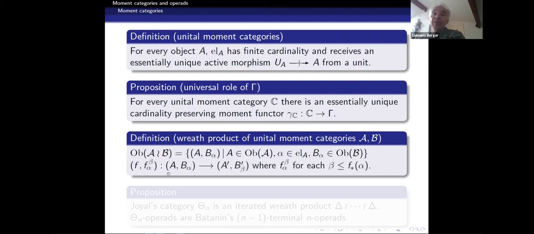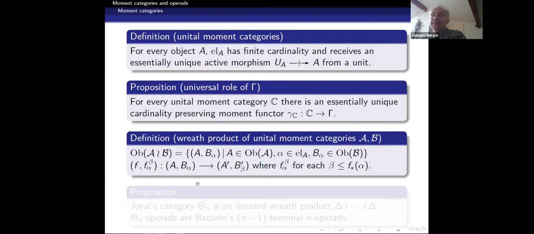And the morphisms are given by a morphism in the category A from A to A prime, and a bunch of morphisms in the category B from B alpha to B prime beta, where you have a morphism each time the moment beta is a submoment of the push forward of alpha along F.